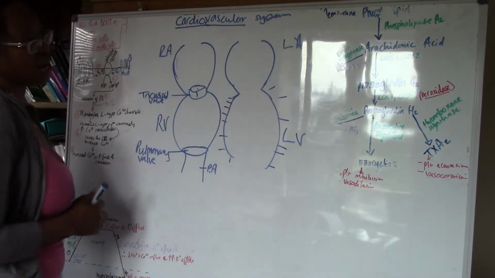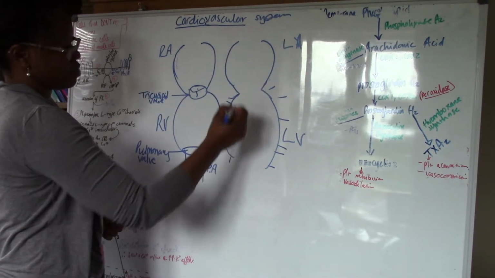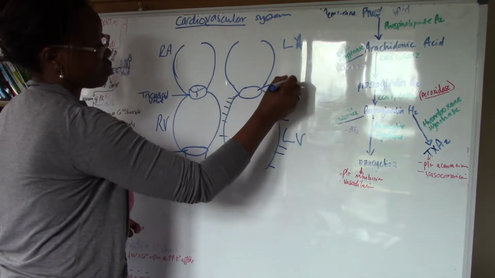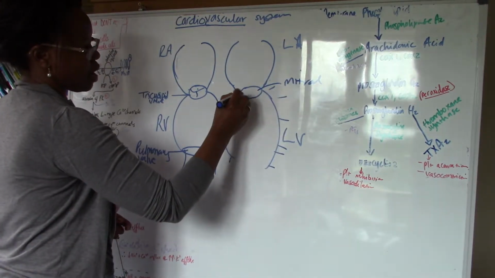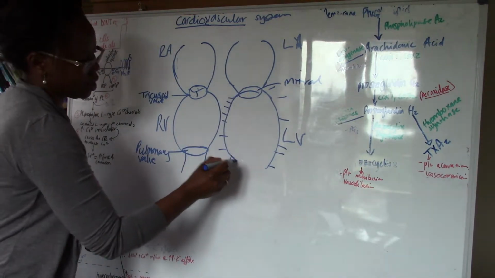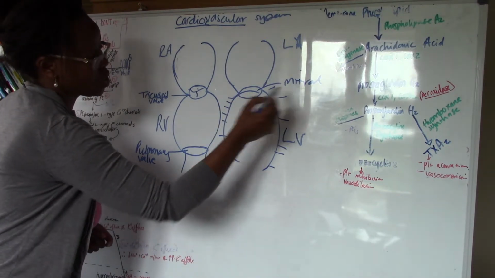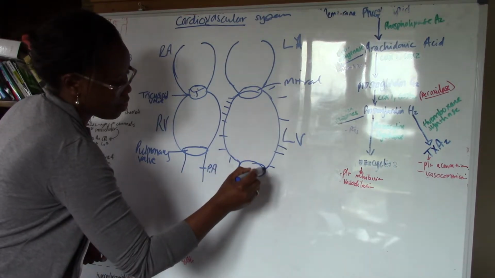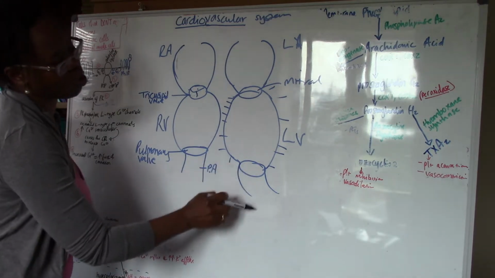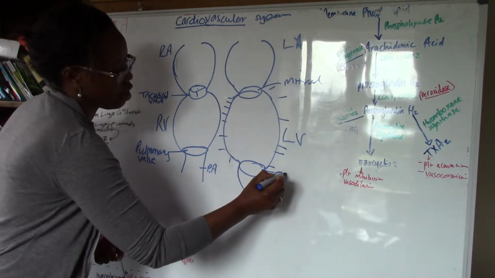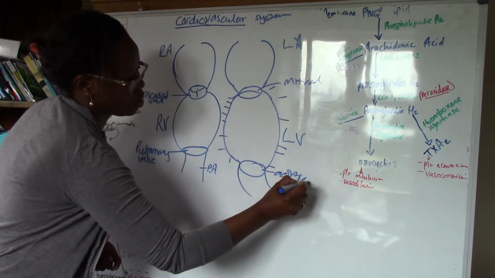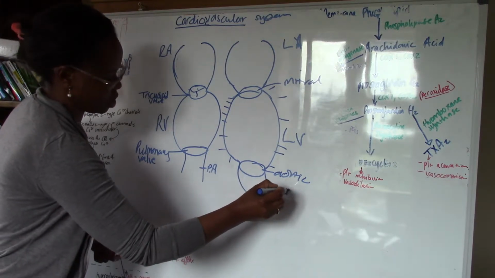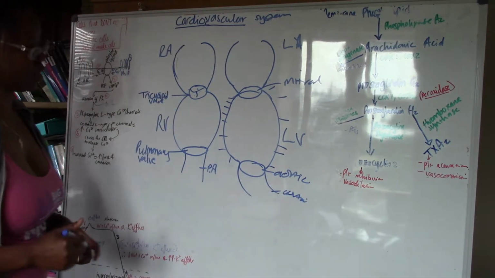So on the left hand side we have a left atrium, as we have said. We then have a mitral valve which sits there. And the mitral valve is a bicuspid valve, also called a left atrioventricular valve. And then at the opening of the left ventricle, before we enter the vessel, we have an aortic valve. And this is the aorta.